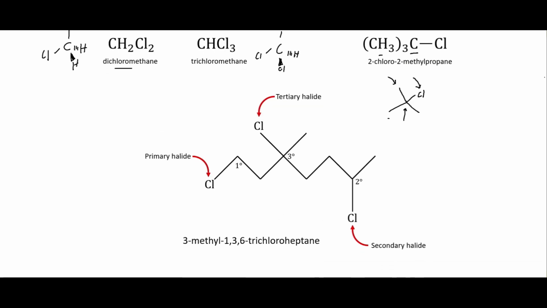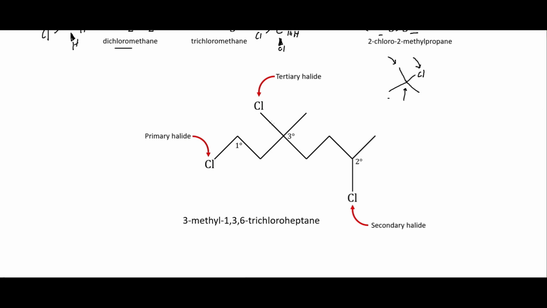And so then we want to talk about the different halides on here. So we can have primary, secondary, and tertiary halides. And so that just refers to the carbon that they are bound to. So this is a primary chlorine or a primary halide because it's on a primary carbon, where this is a secondary halide, a secondary chlorine, because it's on a secondary carbon. And this is a tertiary halide because it's on a tertiary carbon.